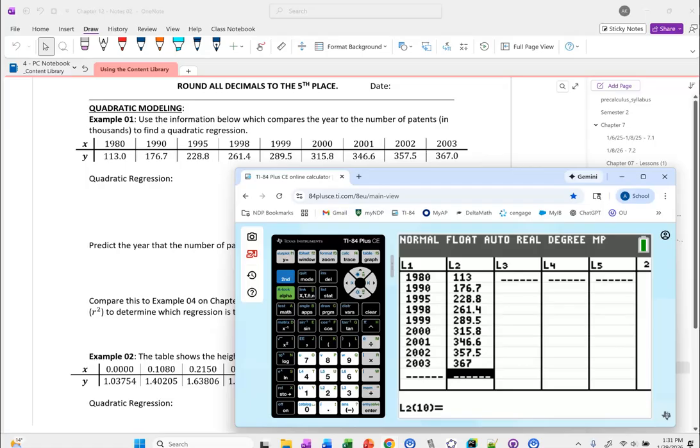Are people still typing data? Yeah. Okay. I'll pause here then, wait for you guys to finish.